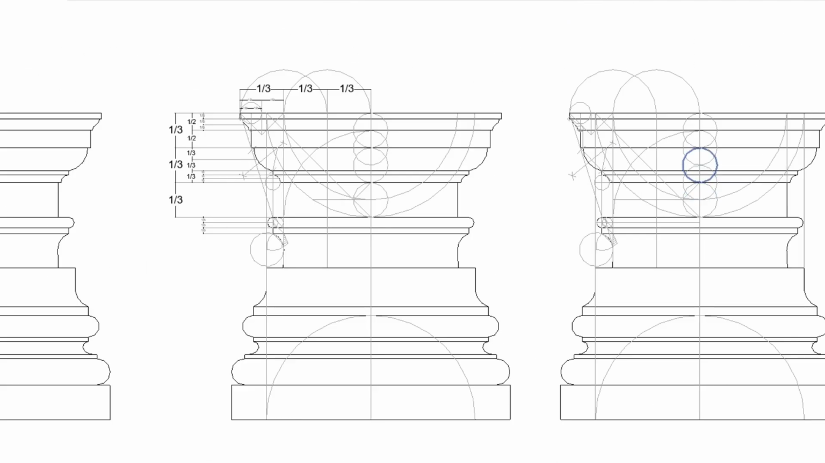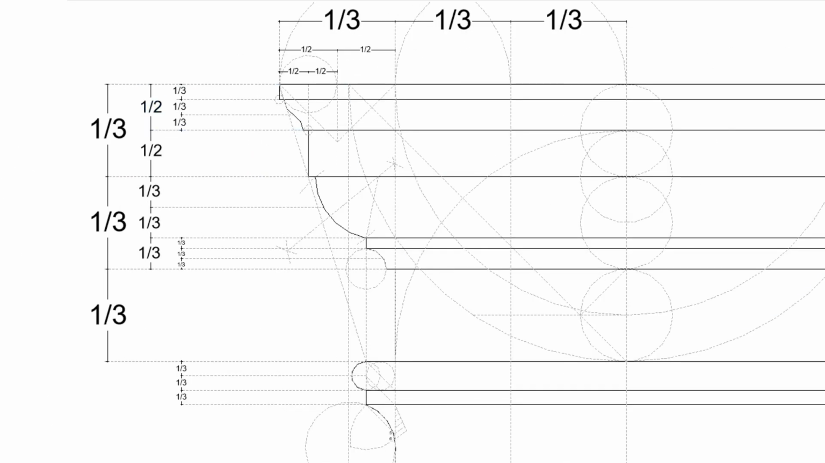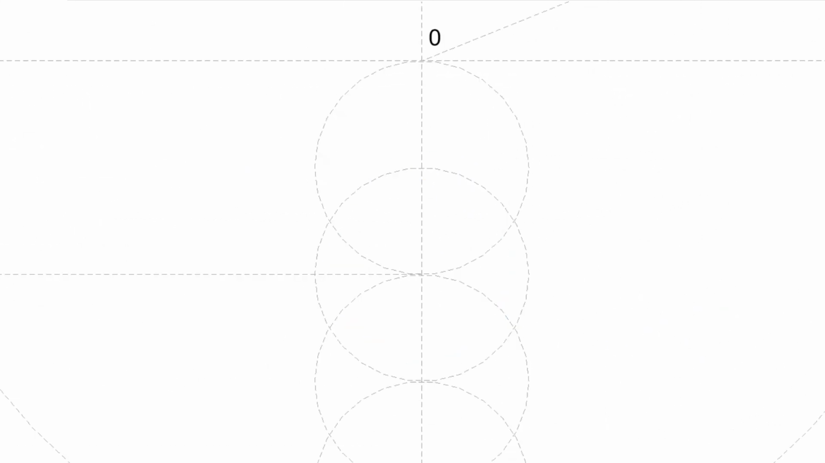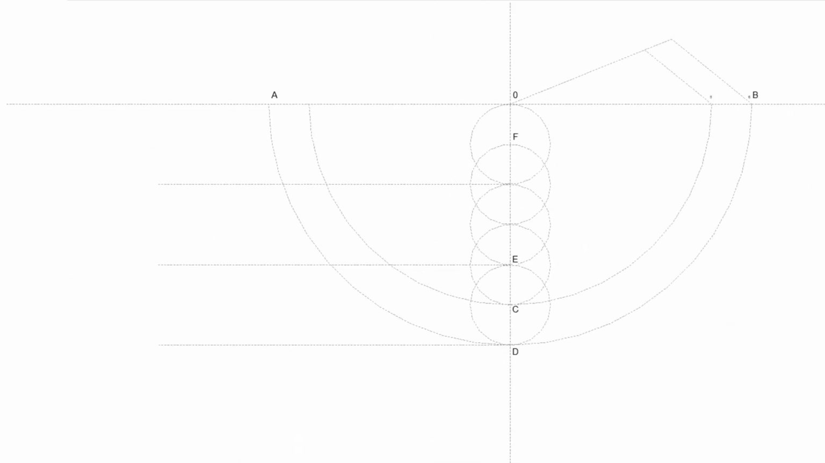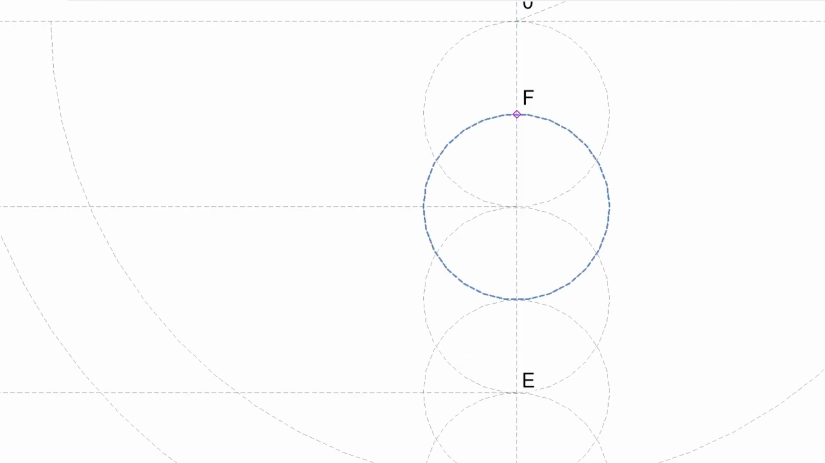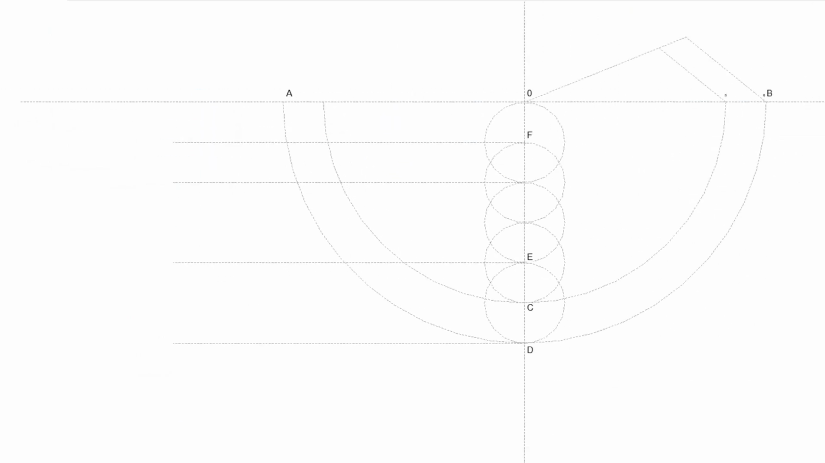And so if you go back to Gibbs's diagram, he tells you to divide the top third in half, which again, these circles are already doing. So let's label that point F. And we're going to need point F for something else as well, which is why I'm labeling that one. So we got that, which is cool.